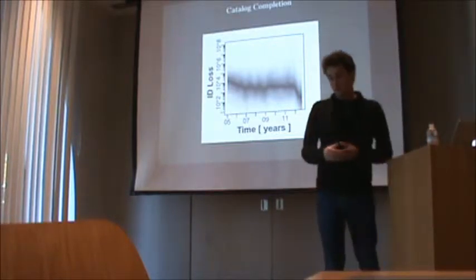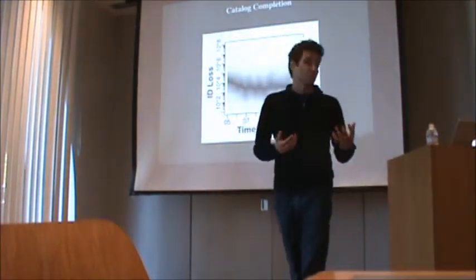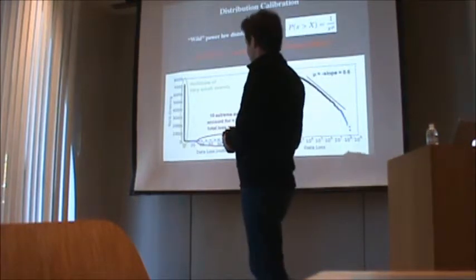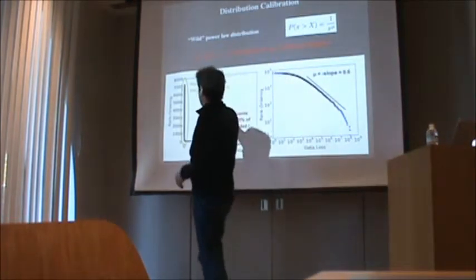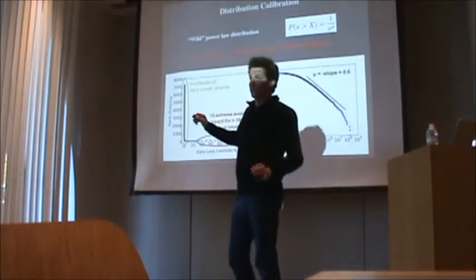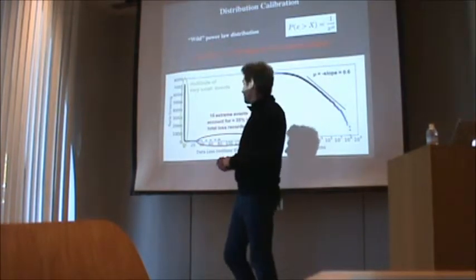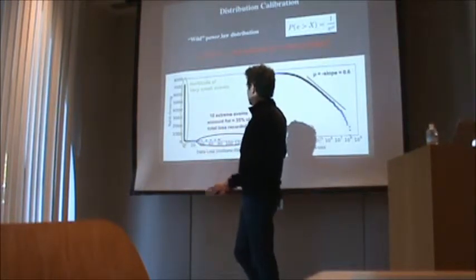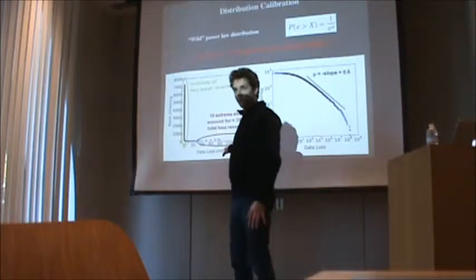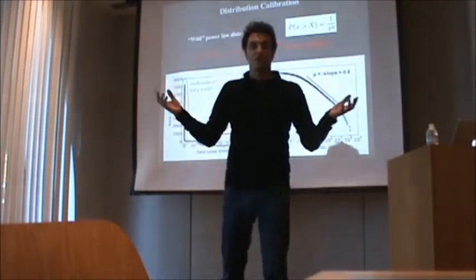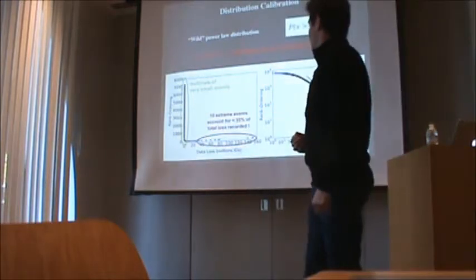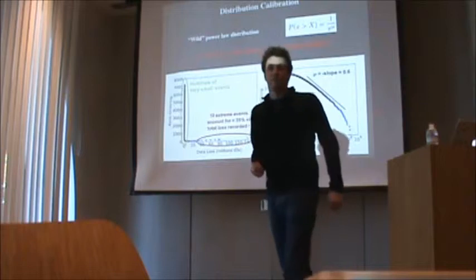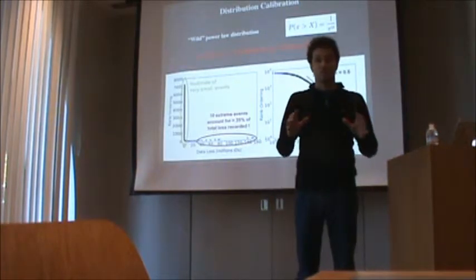So what can we do with this database? In fact, we can calibrate a distribution, and this is what we get. Here is a rank ordering, so it's equivalent to a complementary cumulative distribution. If you look at that in a double linear scale, what you will see is very striking. You see that 10 extreme events account for 35% of the total loss of personal IDs. The largest event, for instance, is 150 million IDs that have been stolen at once.